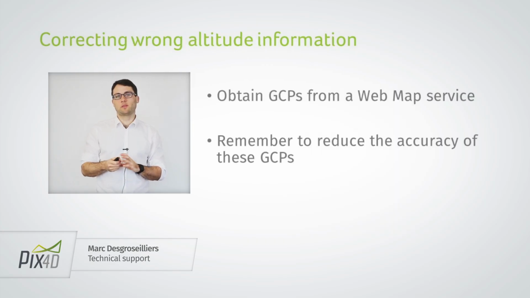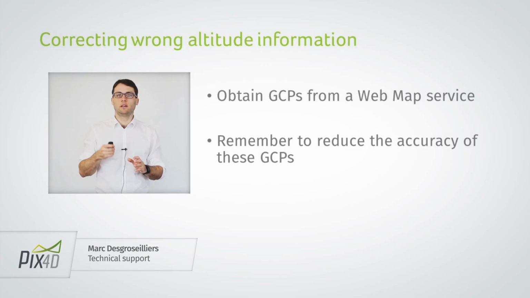One problem that we encounter here at support often is that the altitude of the project is not correct. Most of the time this is because the EXIF information, so the altitude information that's written in the images, is not correct itself. And so the whole model is going to use this altitude information, and the whole model will not have the correct altitude. It's possible to correct this.